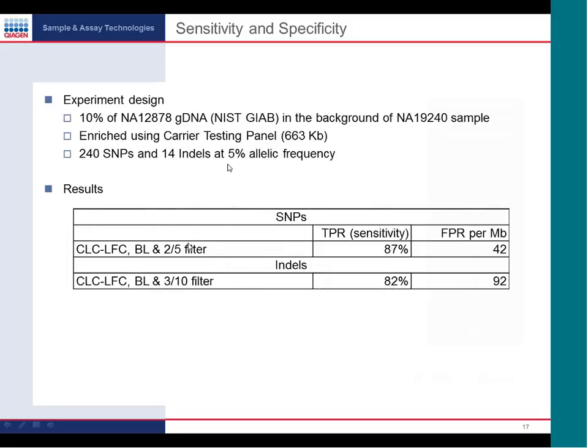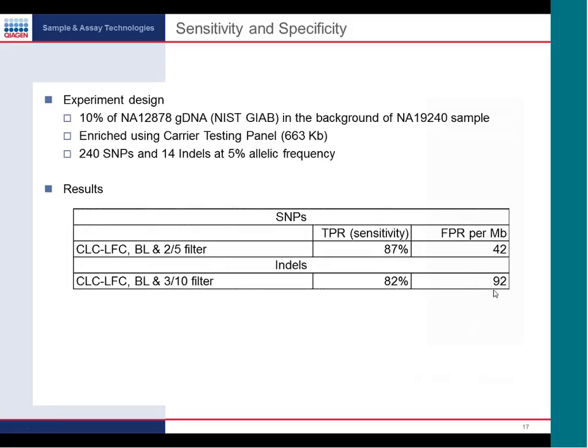Now, if you look into the results with the whole universal workflow, all the way from sample to result using the QIAGEN workflow, we get a sensitivity of 87% with 5% mutation detection. And the false positive rate is around 42 base pairs per megabase. And in case of indels, the sensitivity is 82%, with a false positive rate of 92 per megabase.